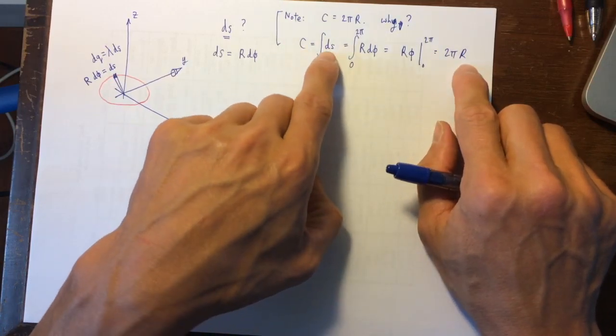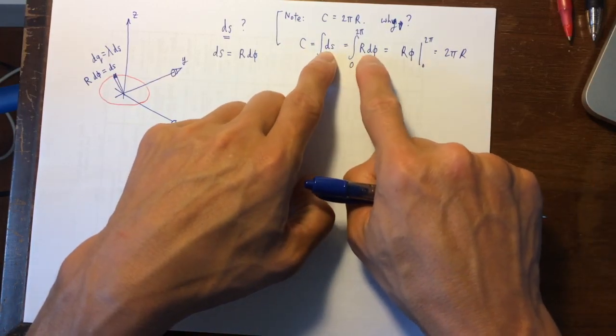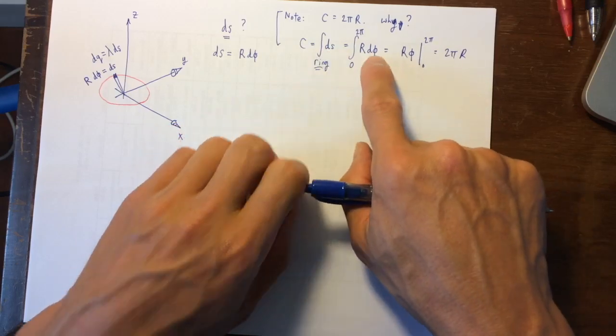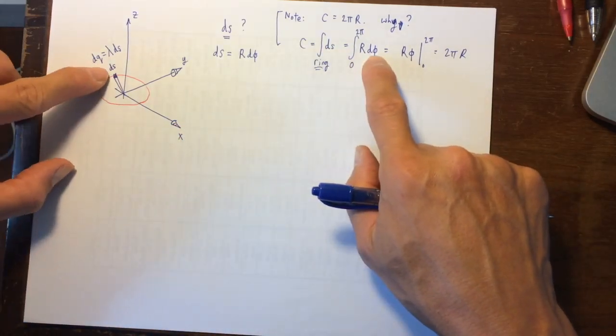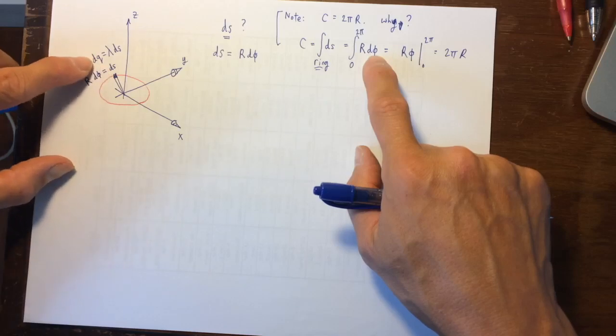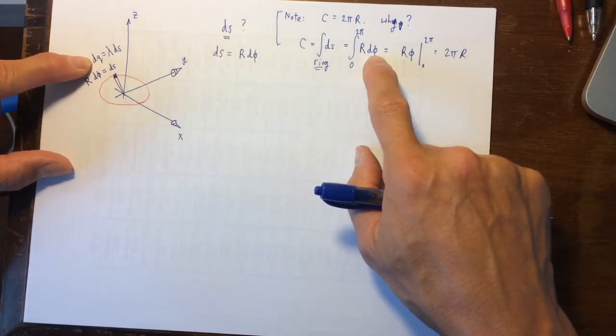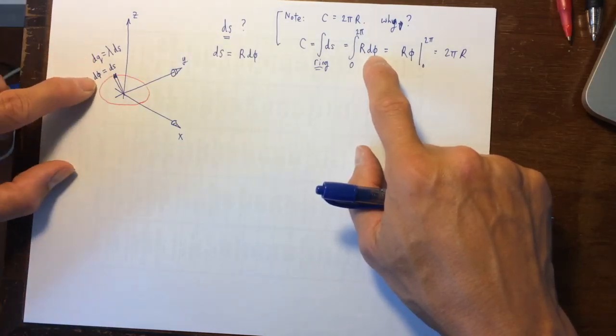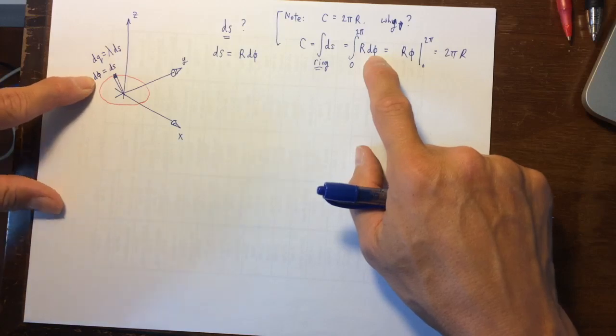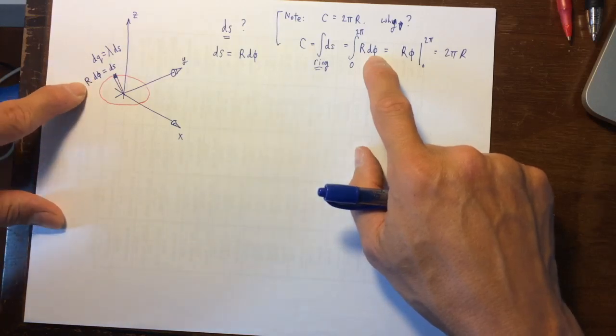It's because I can imagine adding up small arc lengths. So these arc lengths, r times d phi, these are the ds's. And that gives me a way to talk about the dq's, the small amounts of charge that are associated with the sweep d phi at the radius r.